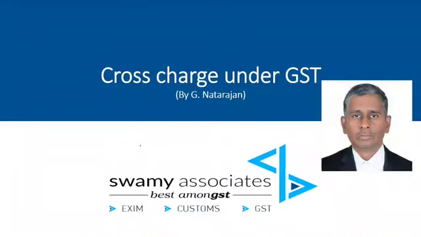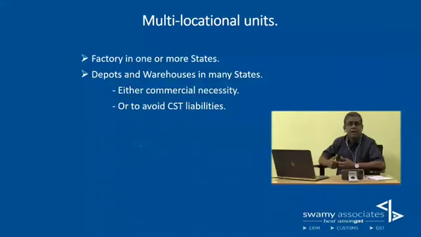So now, what is this cross charge all about? We may be knowing that many of the companies will have a multi-locational presence. They will have factories in more than one state. They may have depots in more than one state. They will have warehouses in many places. So like that, multi-locational presence is always there.